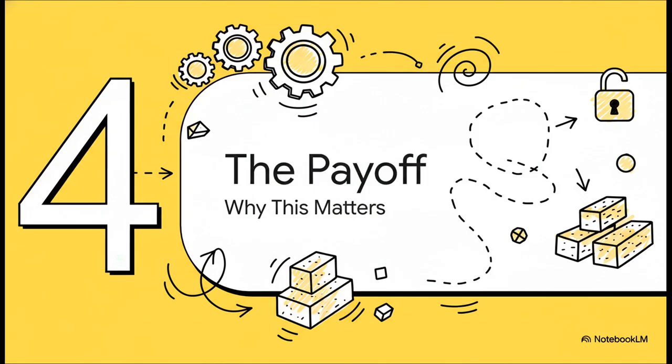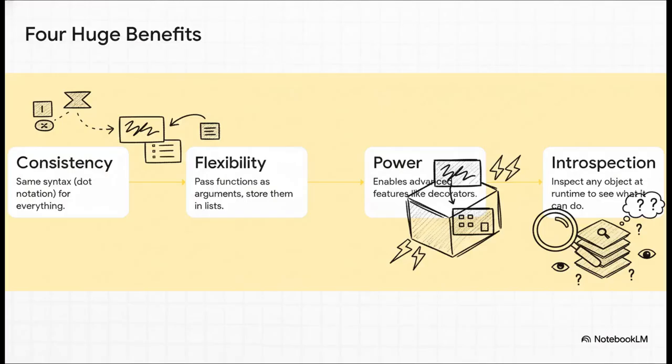Well, it turns out this one single rule is the secret sauce behind some of Python's most powerful and well-loved features. It really boils down to 4 huge advantages. First, you get amazing consistency. You use the same dot notation on everything. An integer, a string, a custom object, a function, it's all the same. Second, it gives you incredible flexibility. You can toss functions around like they're any other variable, which is a total game changer. Third, this unlocks serious power. Advanced features like decorators and metaclasses only work because of this object model. And finally, you get introspection, which is the ability to inspect any object at runtime and figure out what it is and what it can do. It's like having X-ray vision for your code.